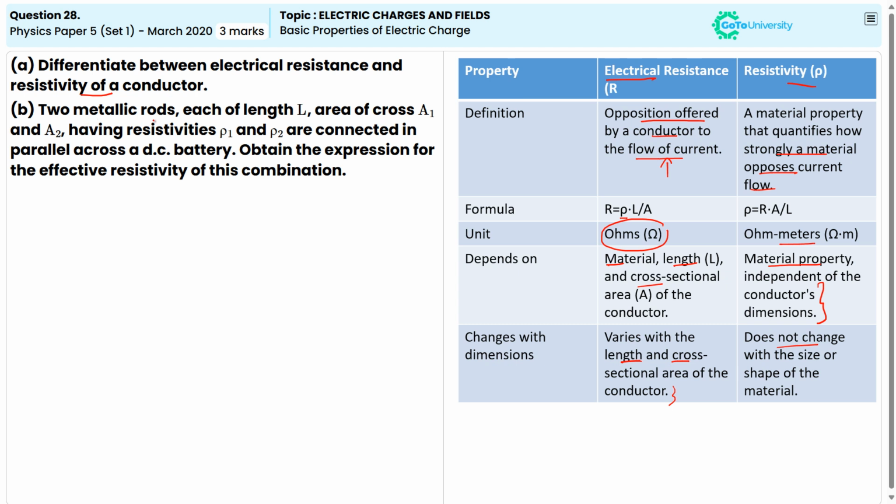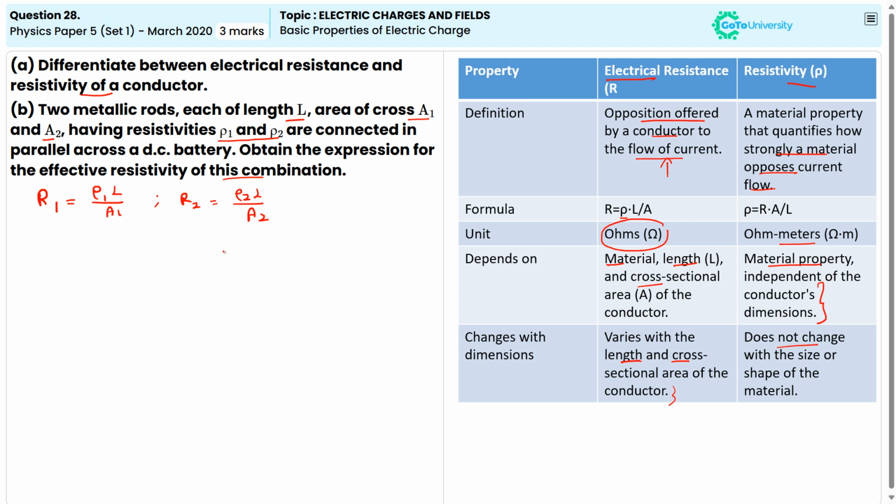Here the question is: two metallic rods, each of length L, with areas of cross-section A1 and A2, having resistivities ρ1 and ρ2, are connected in parallel across a DC battery, and they are asking us to get the expression for the effective resistivity of this combination. Here the rods are connected in parallel across a DC battery. So let us calculate the resistance of each rod, R1 equal to ρ1 L by A1 and R2 equal to ρ2 L by A2.